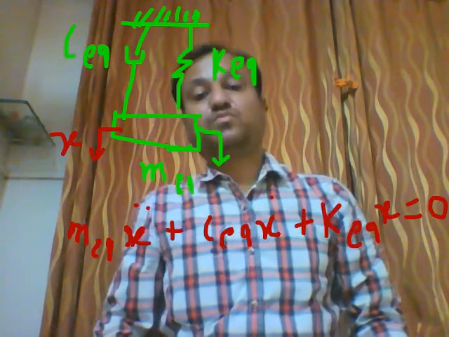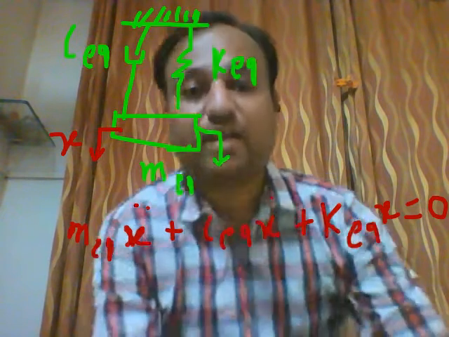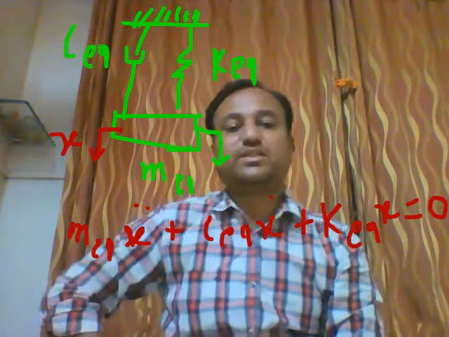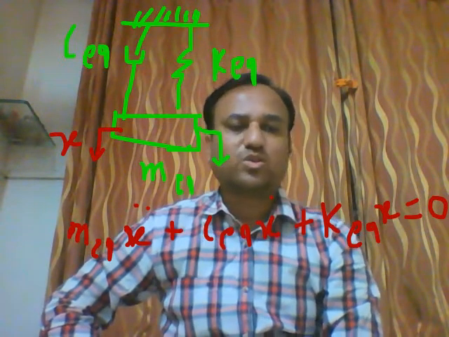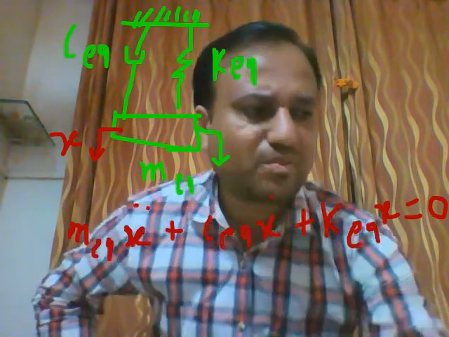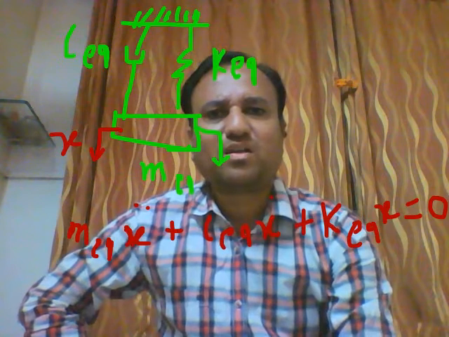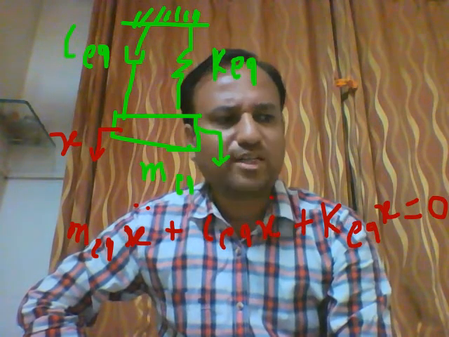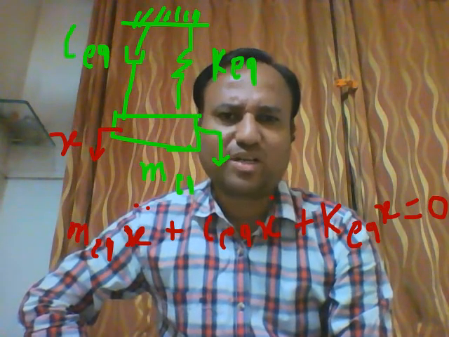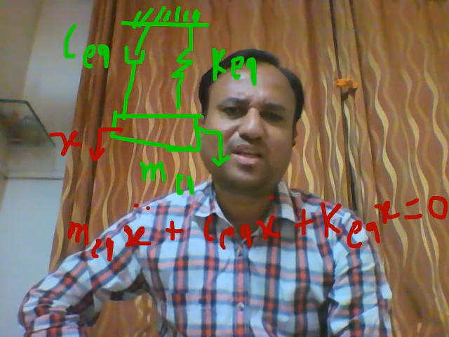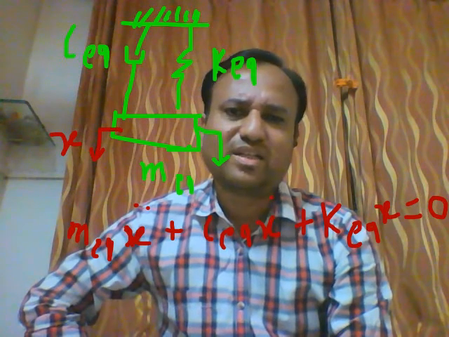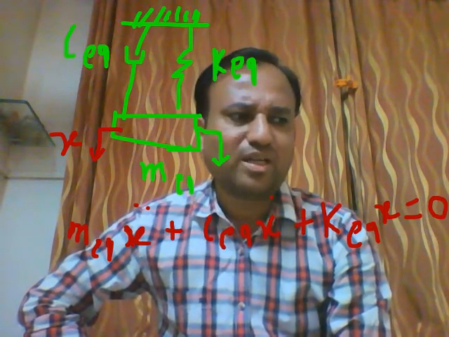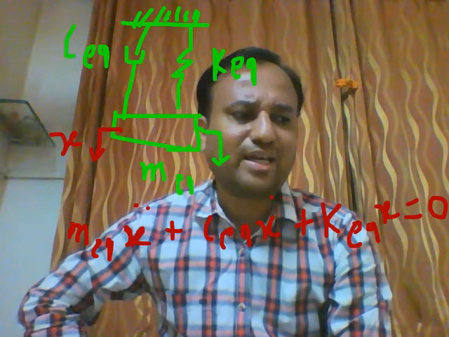So student, in addition to the kinetic energy of a system and the potential energy of a system, the kinetic energy of this system is 1/2 M equivalent into x dot square. We already discussed that 1/2 M x dot square is the kinetic energy. Similarly, potential energy is 1/2 Kx square. So M and K we will replace by M equivalent and K equivalent.